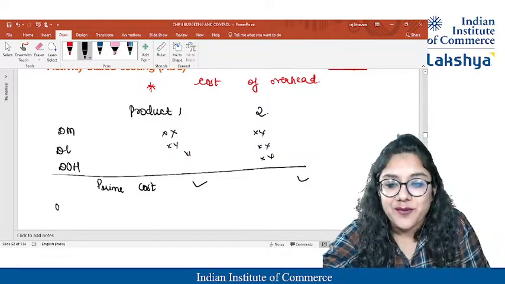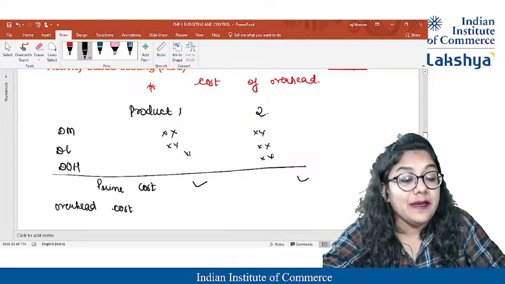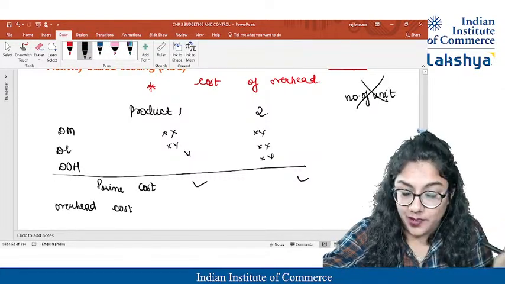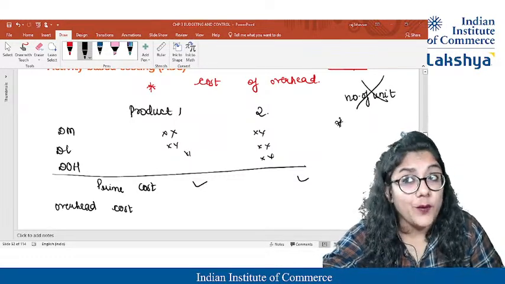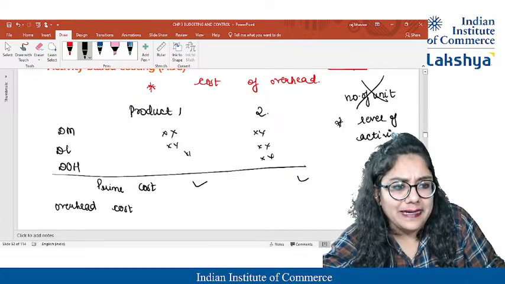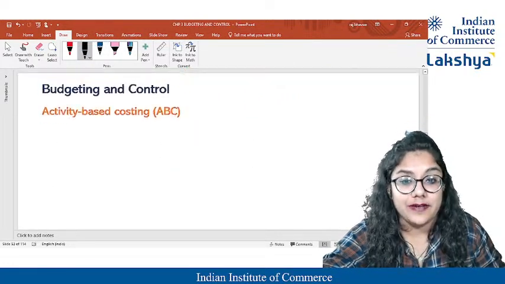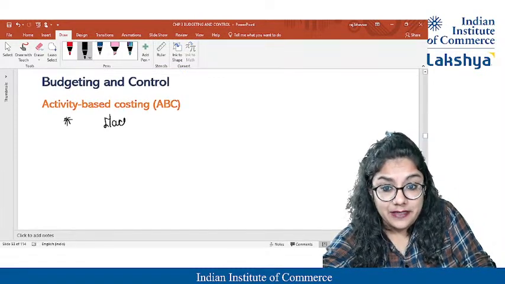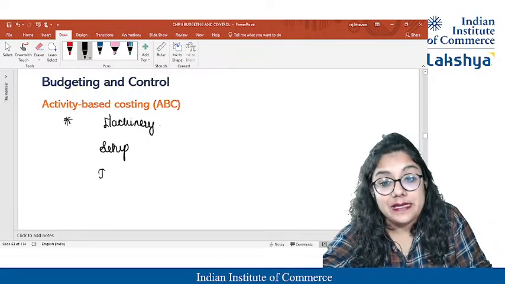But when I book the overheads cost, now students, initially they were dividing it between the number of units. Now number of units is not applicable. Then what is applicable? Yes, guys, then we have to divide it by the level of activities. What's that level of activities? Let's say there are 2-3 levels of activity in the company: machining activity, setup activity, inspection activity.